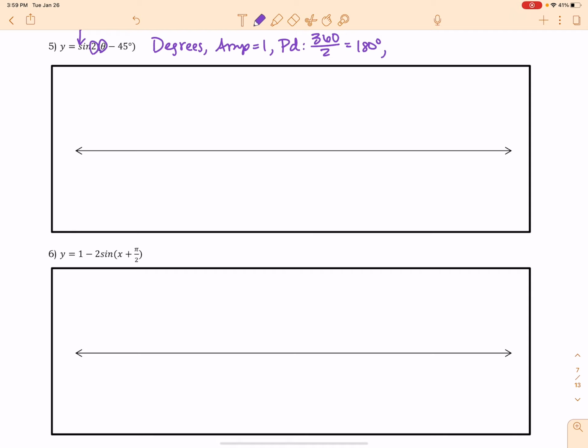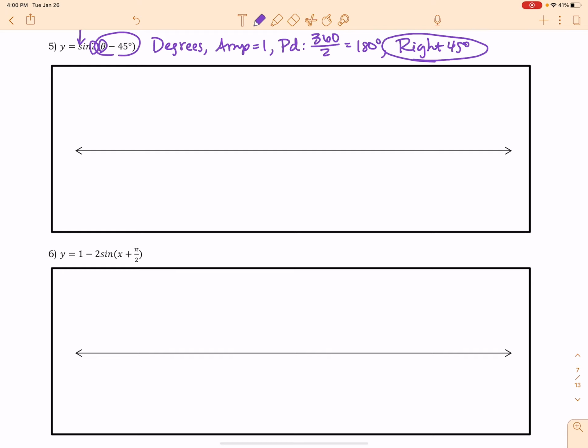So the other thing that's going on here is I've got theta minus 45. That means we are moving everything to the right 45 degrees. Okay, now because of the nature of the sine graph, since it's continuing like that oscillation of up and down, it's usually a little bit easier when we're graphing not to actually physically move the graph 45 degrees, but to adjust our scale a little bit. So here's what I mean by that.